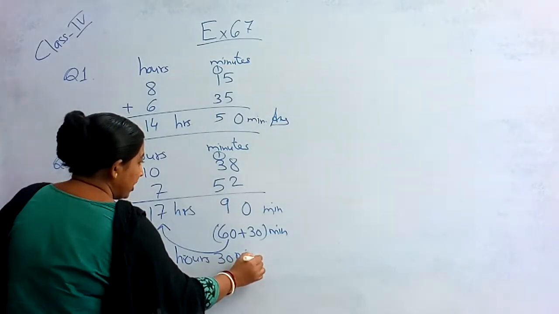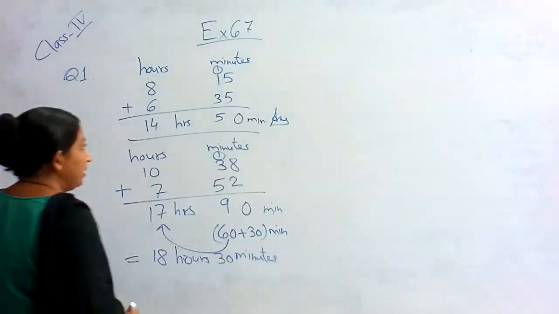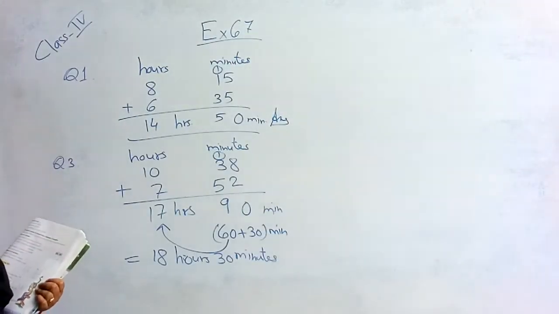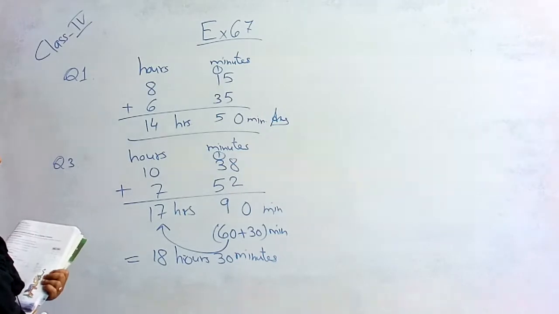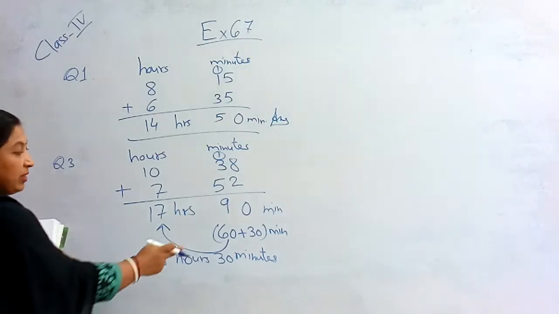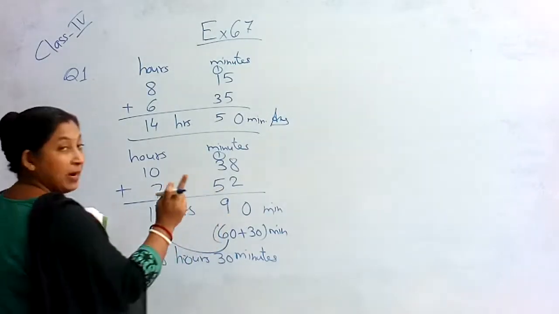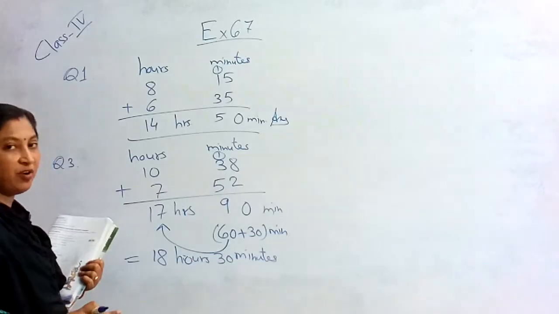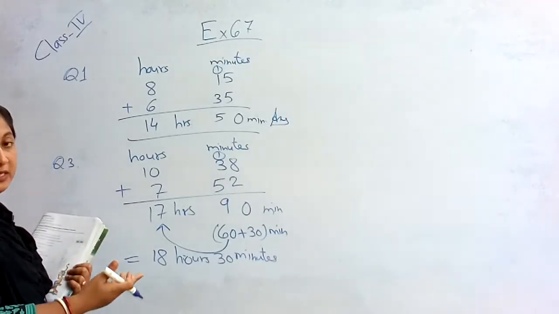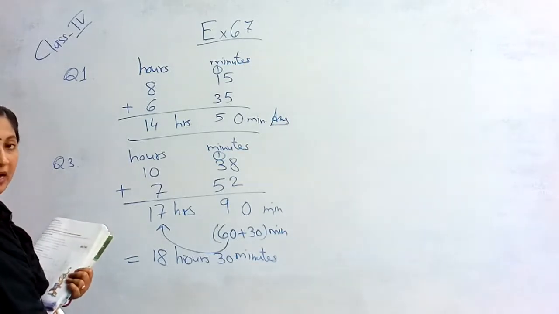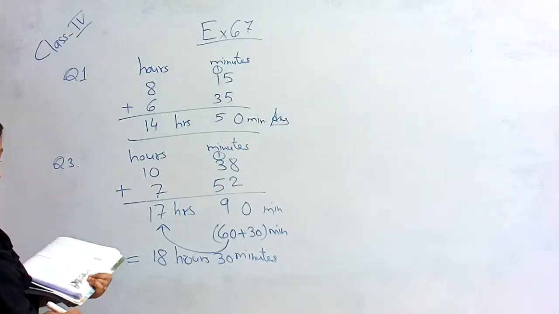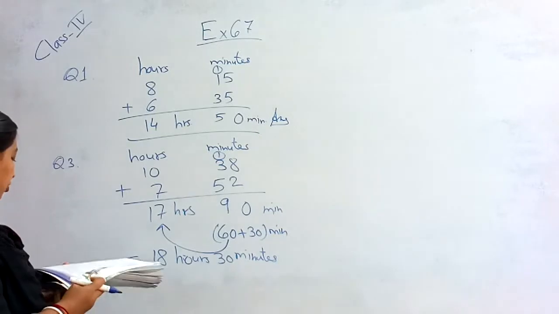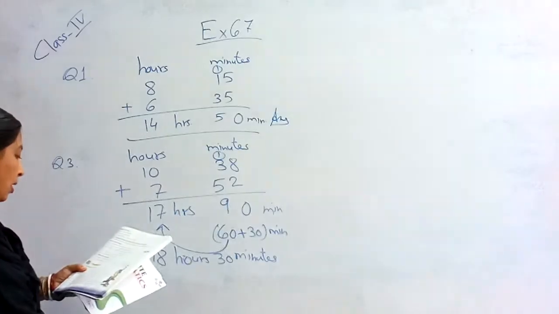So this is the change for addition in time. Whenever you are adding in time, you have to convert it. If it is more than 60, then you will convert. But in the first question, it is less than 60, that's why we have not converted. But if it is more than 60, in that case you have to convert it. Okay, so this is number 3. Let's do number 5.